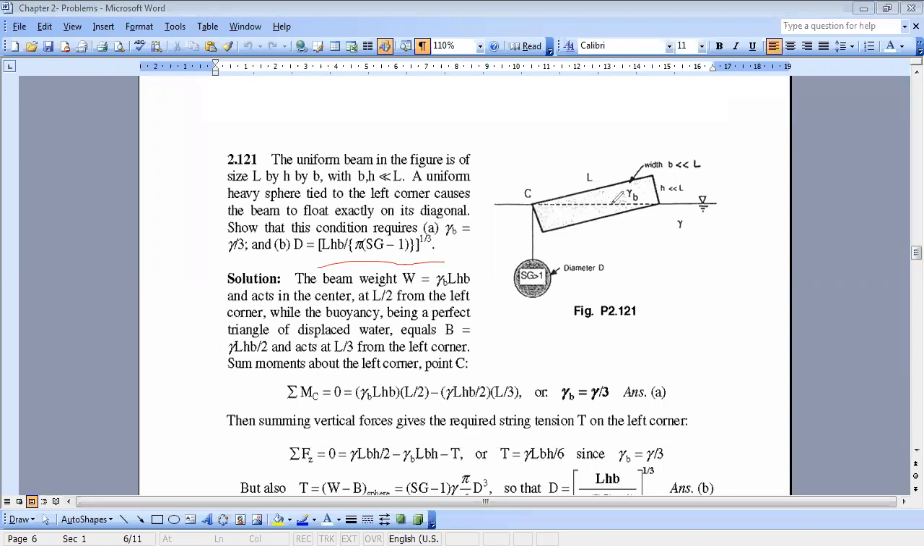Okay, so first, just let me check your chat before starting the problem. Ihab, as I told you, the buoyancy force should always pass by the center of gravity of the immersed body. Like the weight passes by the center of gravity of the whole body, the buoyancy force passes by the center of gravity of just the immersed body.